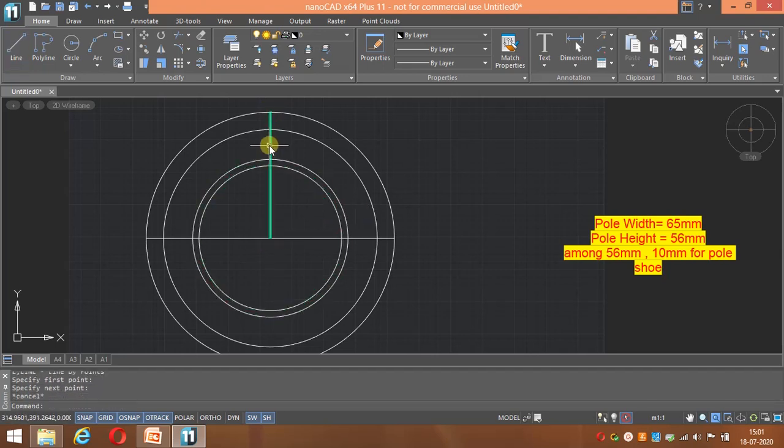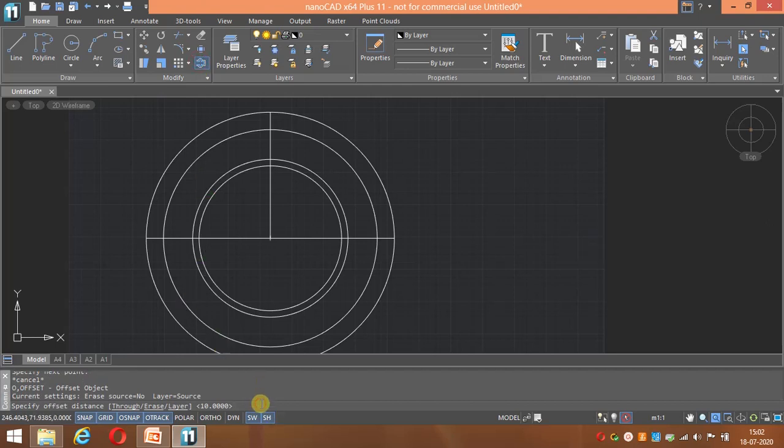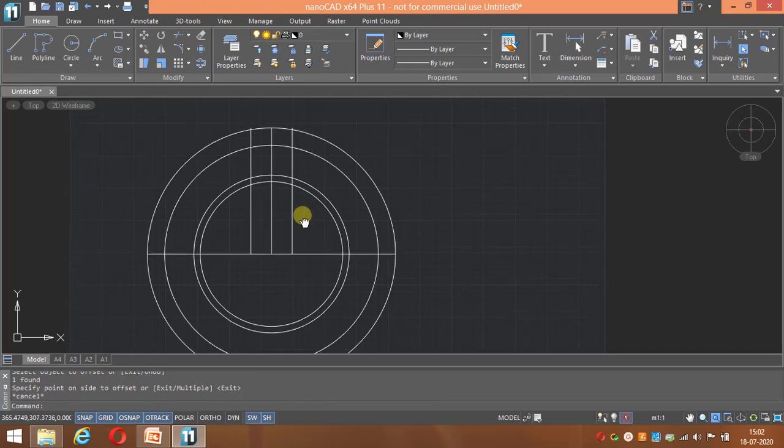Okay, what is the pole width? The pole width is 65 mm. So from the vertical axis it should be 65 divided by 2, right? 65 divided by 2 is nothing but 32.5 and then 32.5. Let me go with an offset, so the distance is 32.5. So what I am doing is I am mainly concentrating on the main pole now. Okay, clear. And as I already said, the pole shoe will cover 60 degrees of angle, right?